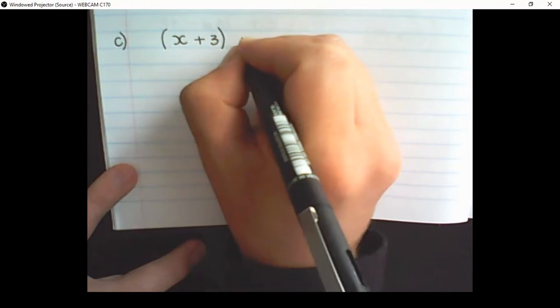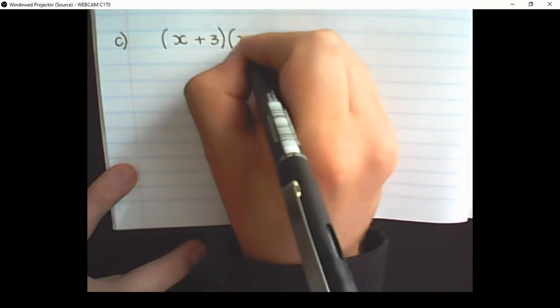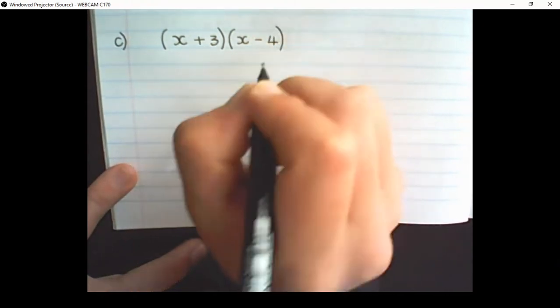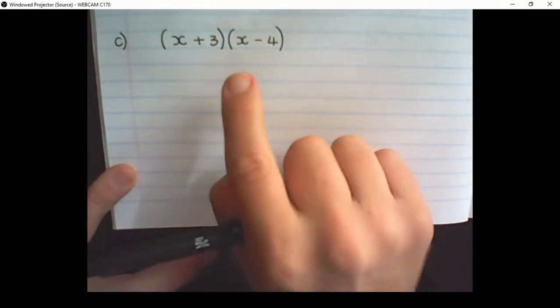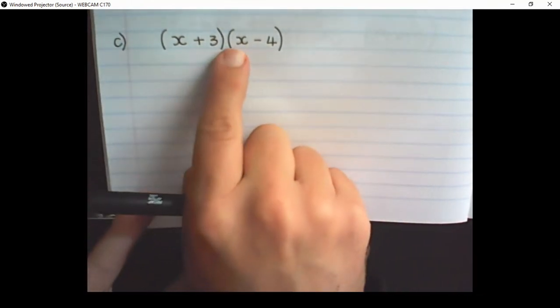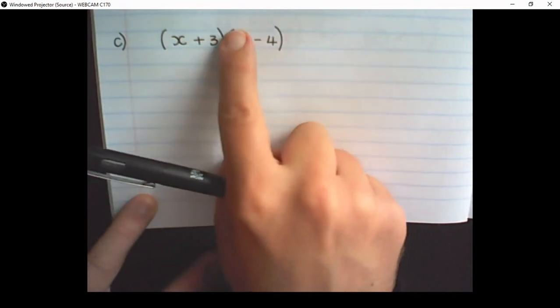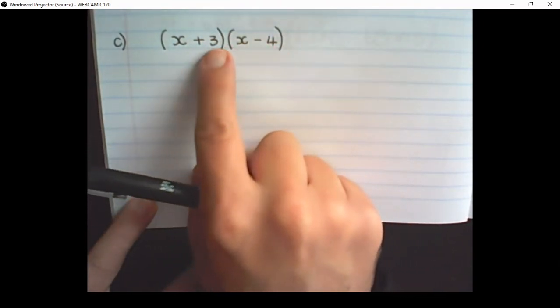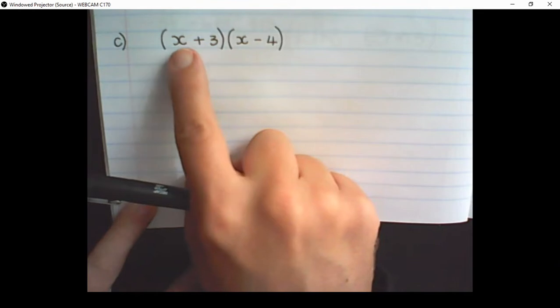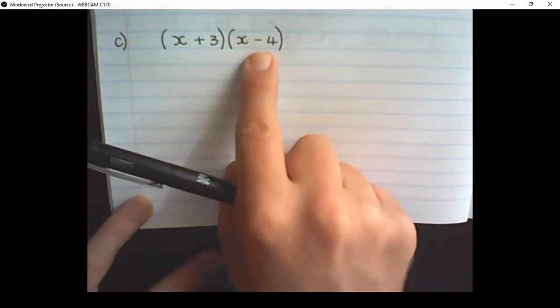In our third example, we are going to move on to two sets of brackets. So x plus 3 multiplied with x minus 4. What we want to do is multiply everything in the bracket on the left with everything in the bracket on the right. We have done this in grade 8, but this one is going to be used for revision.